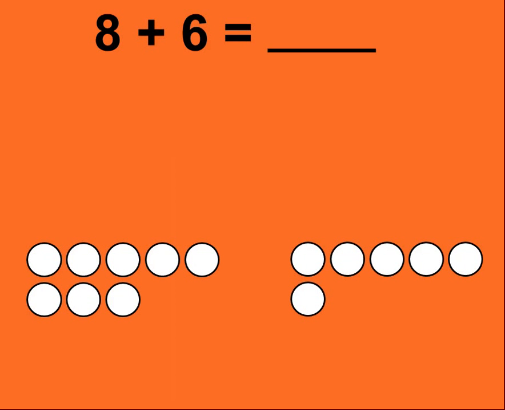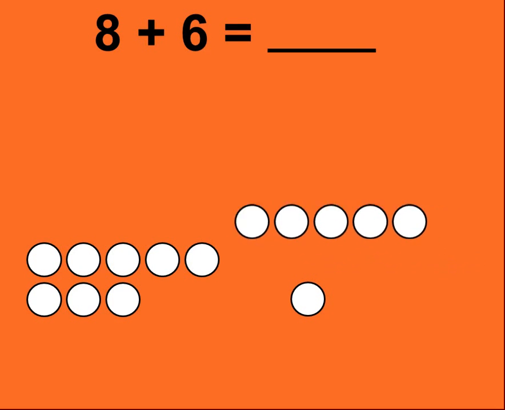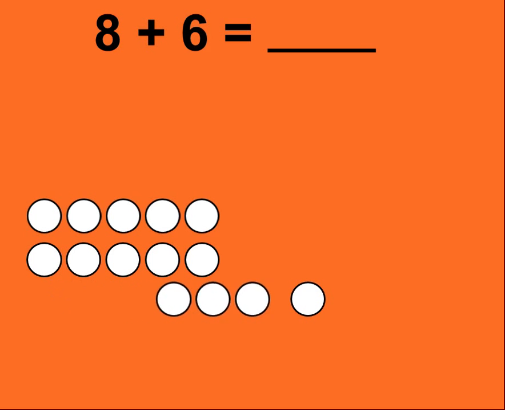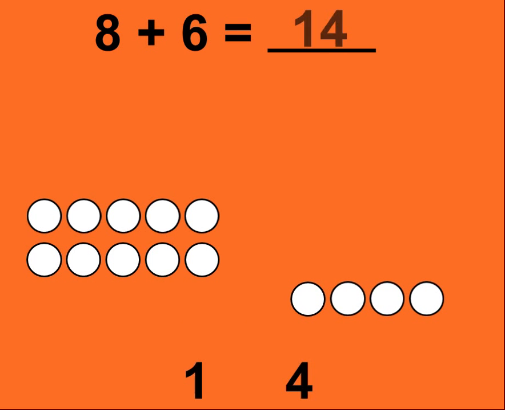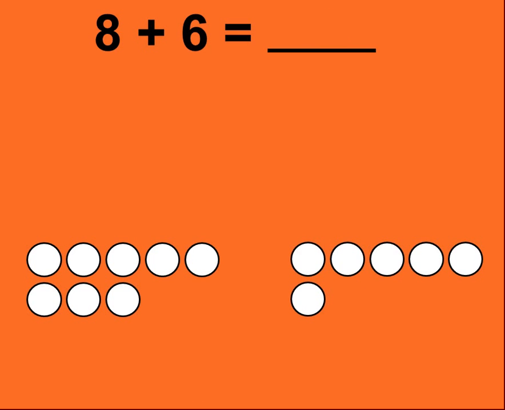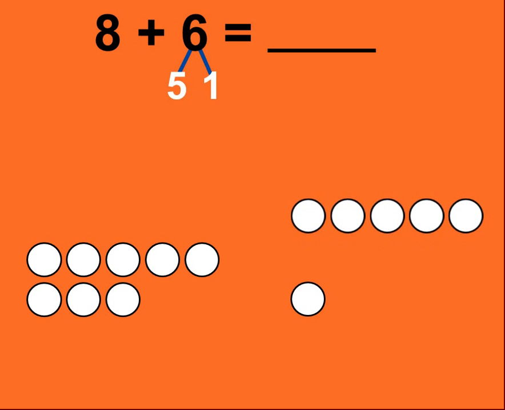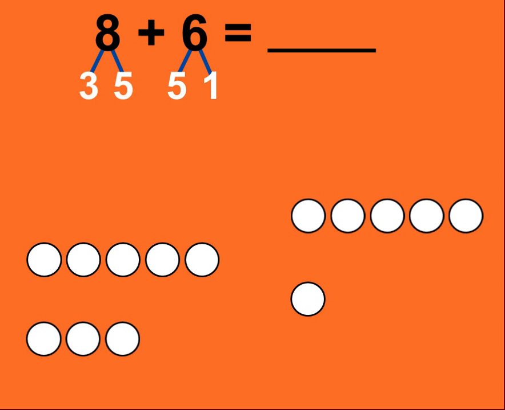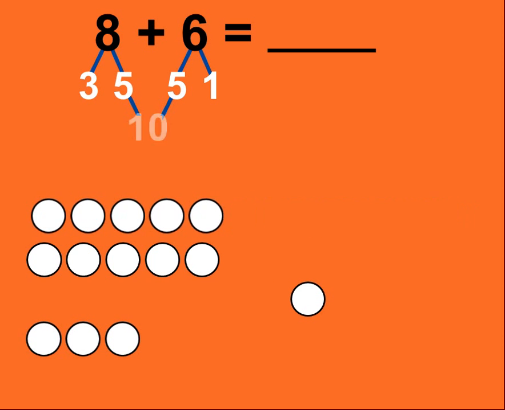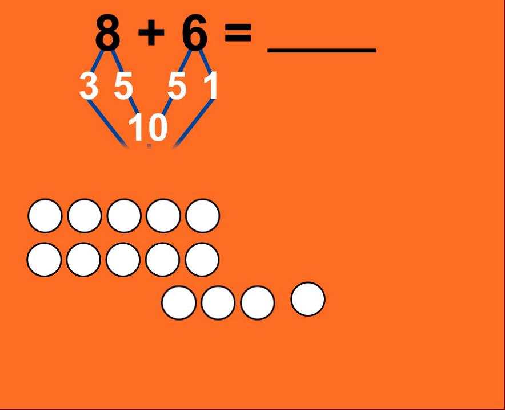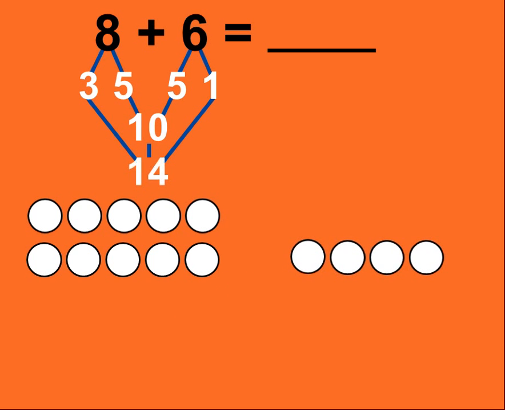Let's see how 8 and 6 are added in the 5-group model. When children see this representation, they are likely to take the 2 groups of 5 and put them together to make a 10, with the remaining ones combined to make the extra ones. The problem with this is what happens numerically when the manipulative is gone. They break the 6 into a 5 and a 1, the 8 into a 5 and a 3, combine the 5s, and combine the 3 and the 1 to get 14.